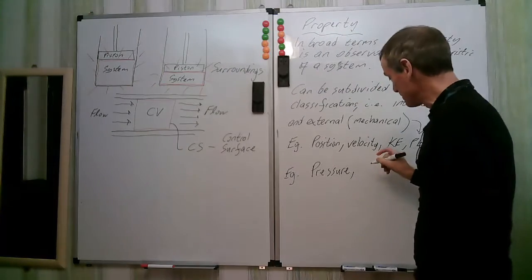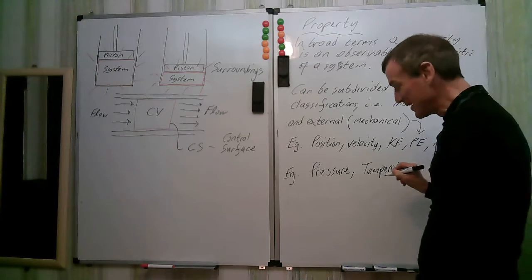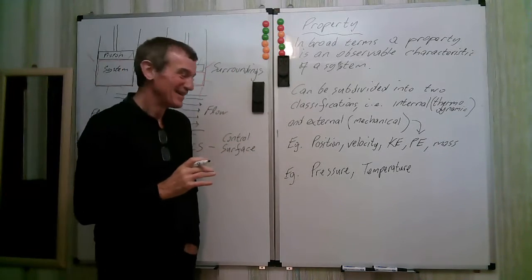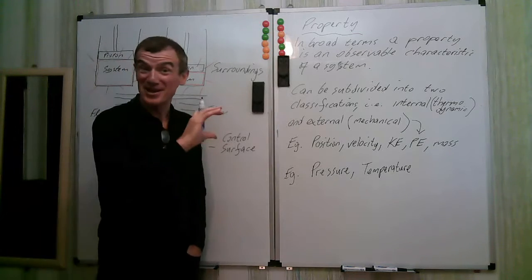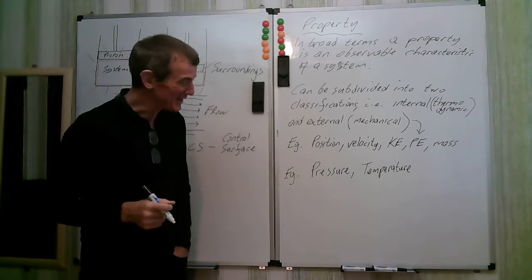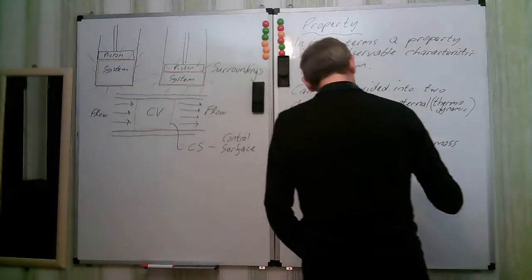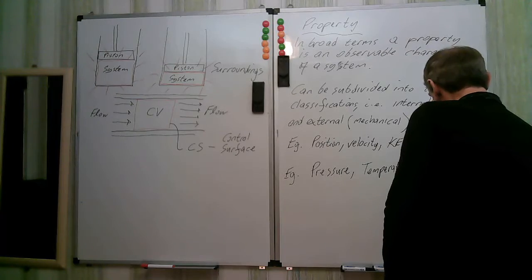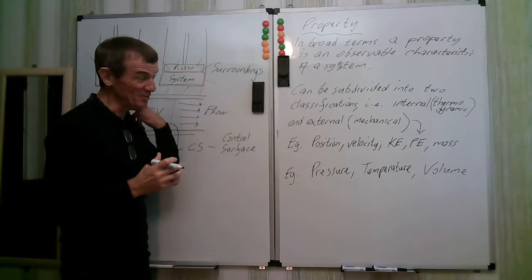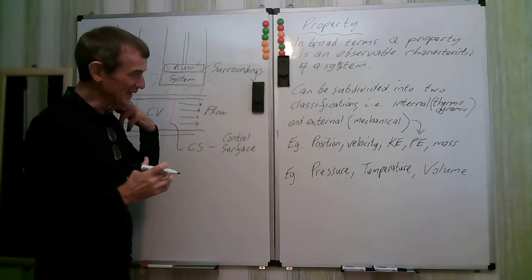What else? We haven't introduced it yet, but let's put it down: temperature. For thermodynamics, temperature is an extraordinarily important property. It's the basis of the zeroth law, so clearly an important property for us. And volume, of course: the space occupied by a gas is clearly an observable thing, and a fairly important one.